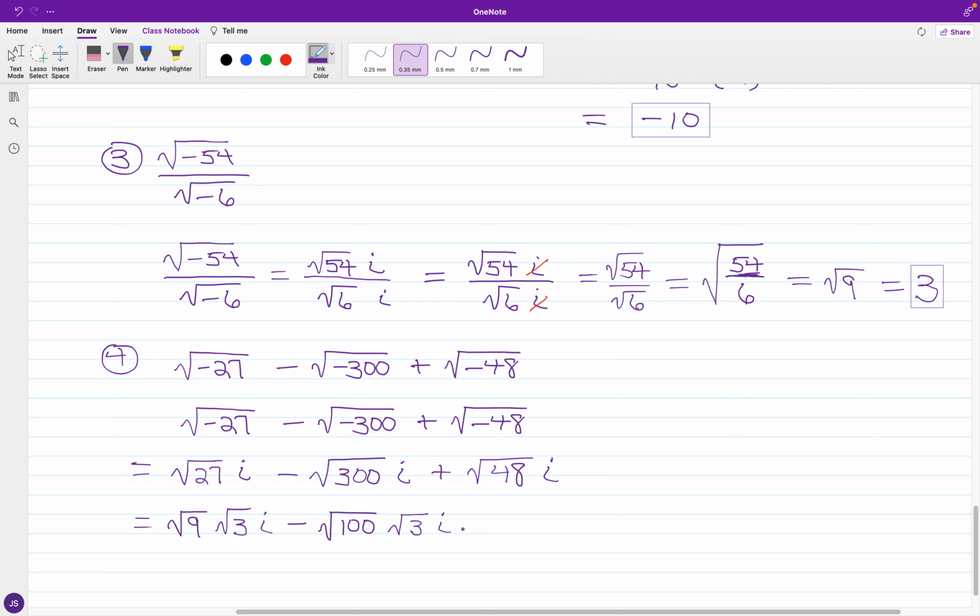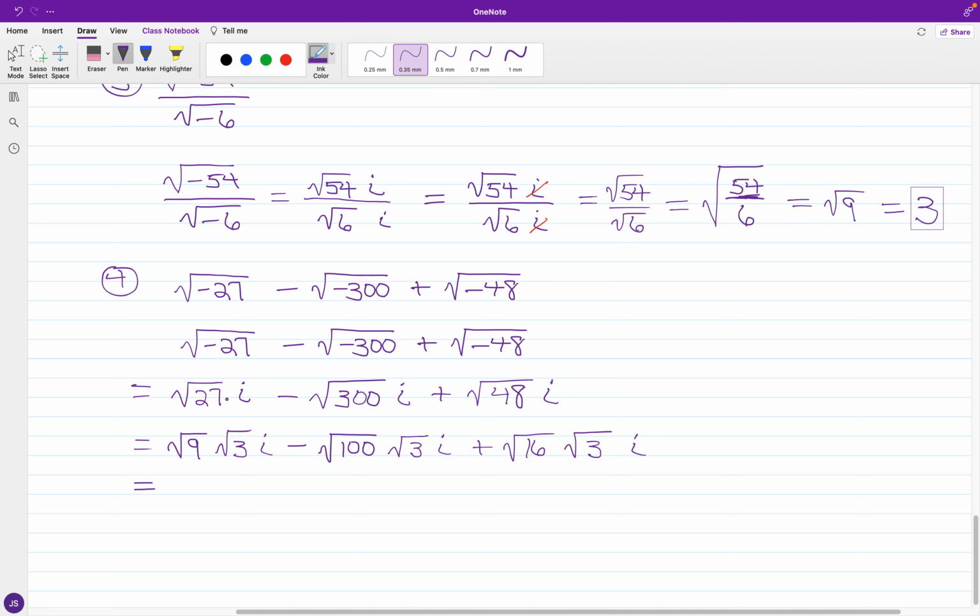So 300 factors out to 100 times 3. For the square root of 48, that can be factored out taking the highest perfect square. So you can see we have the square root of 16 times the square root of 3. Again, all these terms are in the letter i. So for the square root of 27i, this will become 3 times the square root of 3 times i. Next we have minus, subtraction. Here we have 10 times the square root of 3 times i.